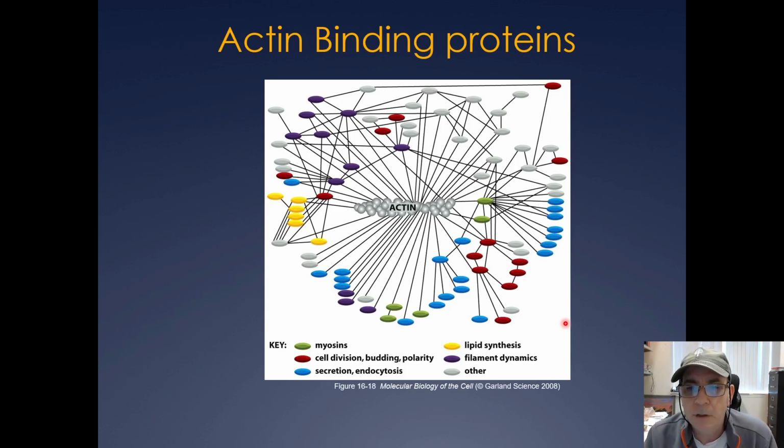As I mentioned, there's a ton of proteins that interact with the cytoskeletal proteins, and specifically actin and the microtubules, as well as the intermediate filaments. And here's just a little spider diagram of all of the different interacting factors that associate with actin. Okay, you have your motor proteins, the myosin, then there's a whole bunch that are involved in cell division, budding and polarity, secretion and endocytosis, lipid synthesis, and filament dynamics. Okay, and then there's a whole bunch of other proteins too with unknown functions.